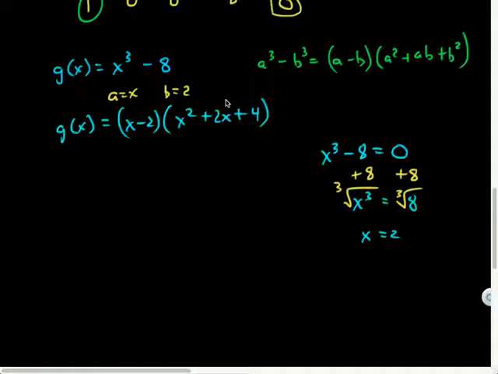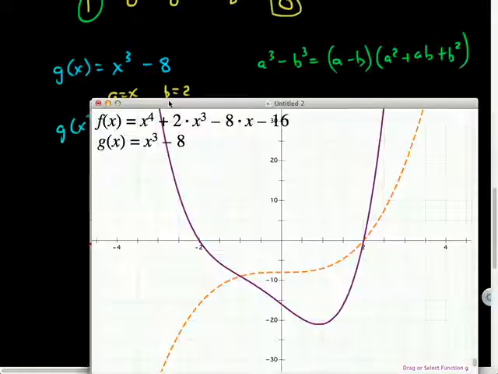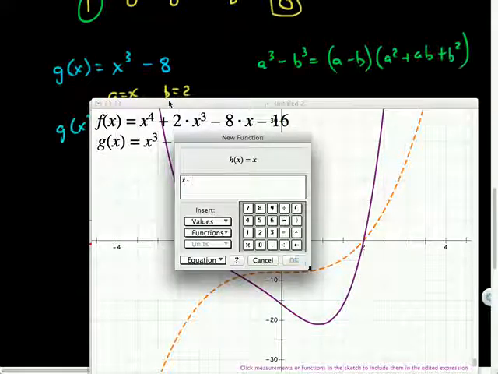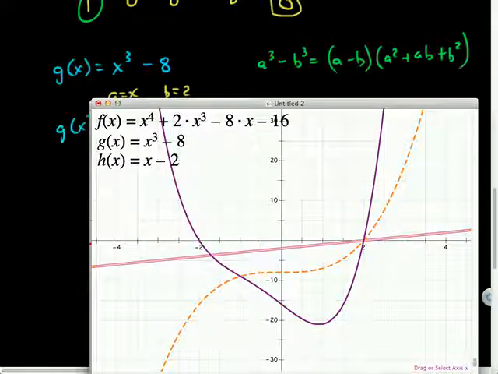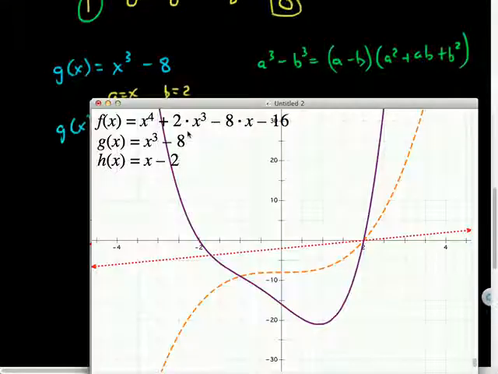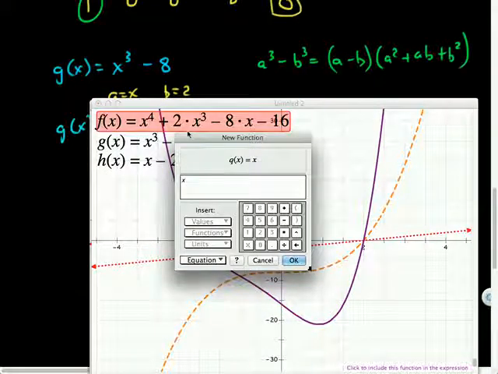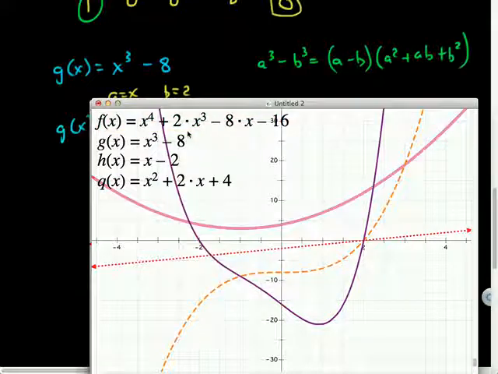Let me graph x minus 2. That's just going to be linear. And just for fun, I'm going to also graph this, x squared plus 2x plus 4. Now, theoretically, we've already found all of our x-intercepts, so this shouldn't contain any. And behold, it doesn't. It only has imaginary x-intercepts.